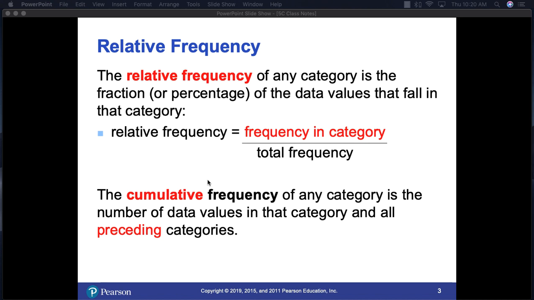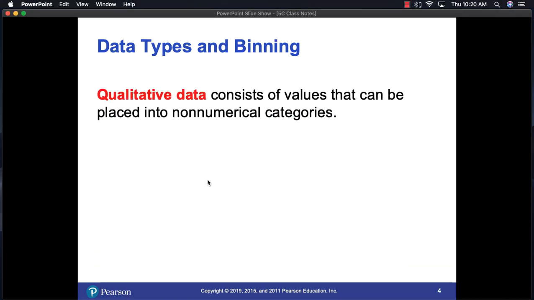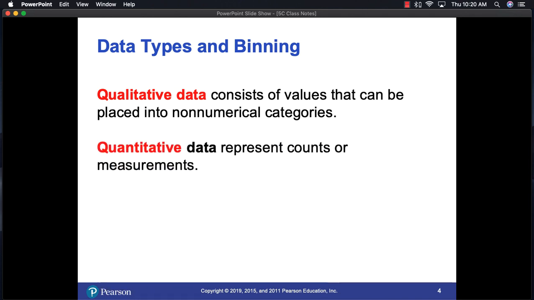Also, something that we need to know in these definitions is data types and what is known as binning. Qualitative data consists of all values that can be placed into a non-numerical category, like, for example, colors. Excuse me, not measurements. Quantitative data represents measurements. Qualitative data is more non-numerical categories. I'll get to that in a little bit.